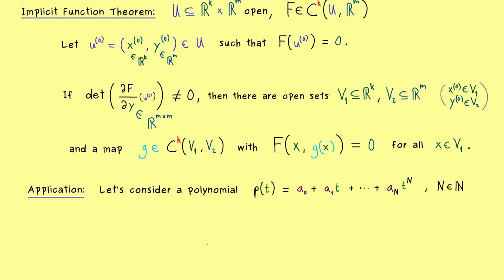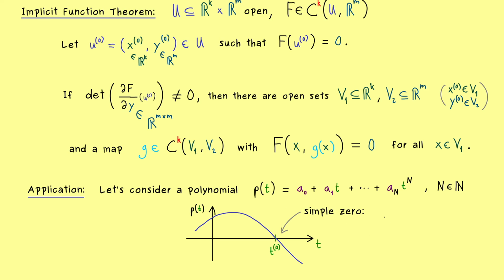So let's make a quick sketch of the polynomial and let's consider a zero of it. So we want to have a point where the graph of the polynomial crosses the t-axis. And this point in t we can simply call t0. And what we actually want to have here is a so-called simple zero.